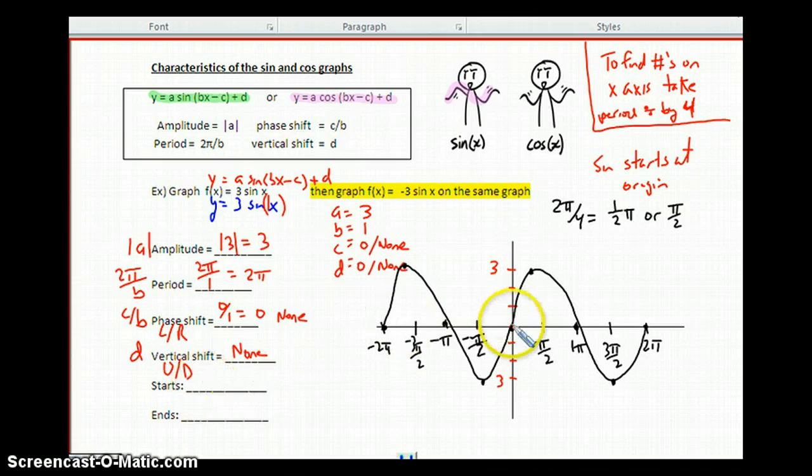So the starting point, we started at 0, 0. The end point is the end for 1 period. So I started here, I ended here. This is the coordinate point, I'm sorry, the coordinate point 2 pi, 0.